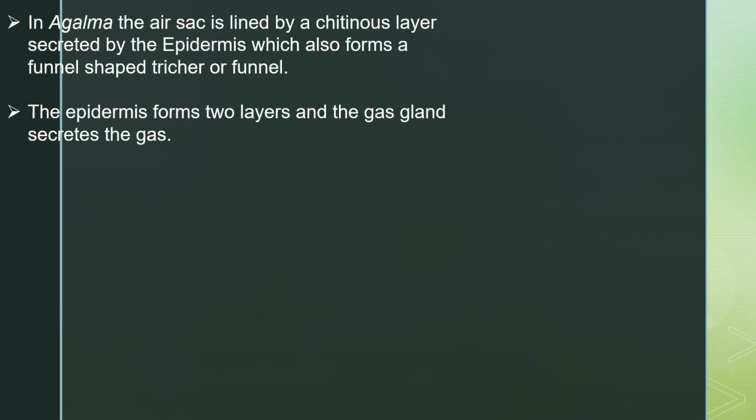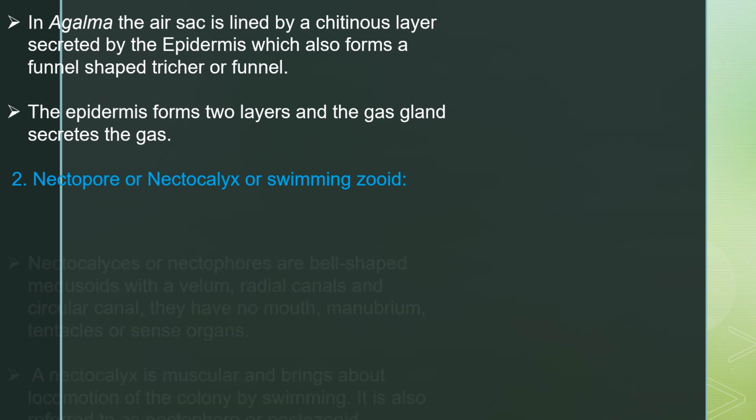In Agalma, the air sac is lined by a chitinous layer which is secreted by the epidermis, which also forms a funnel-shaped trachea or funnel. The epidermis forms two layers and the gas gland secretes the gas. Then there are other structures like nectophores or nectocalyces, which we can call swimming zooids.